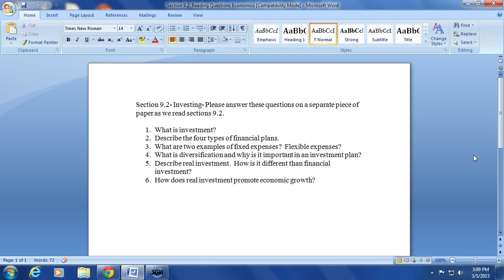All right, so now the type of investment that economists care about the most is real investment. And that's because real investment promotes economic growth. When you have real investment, you have new capital goods, so new machines, new factories, that kind of stuff being created. That is called capital accumulation. The economy is growing in the amount of capital it has, and that definitely promotes economic growth.